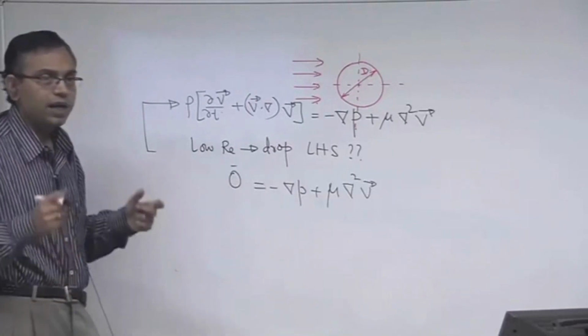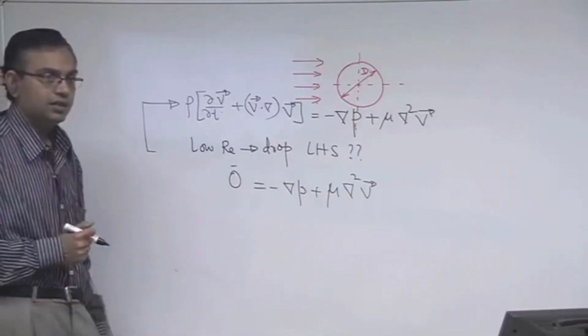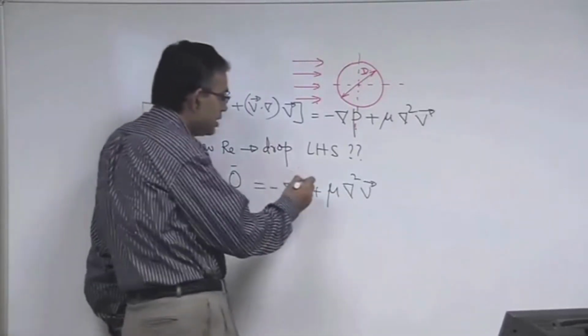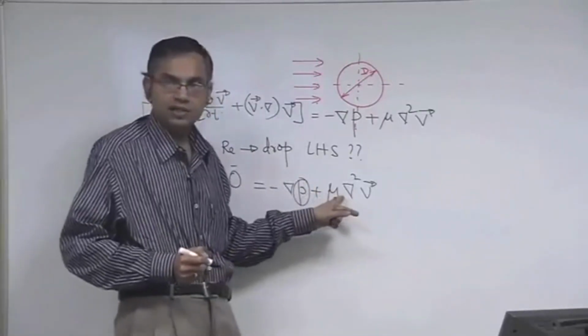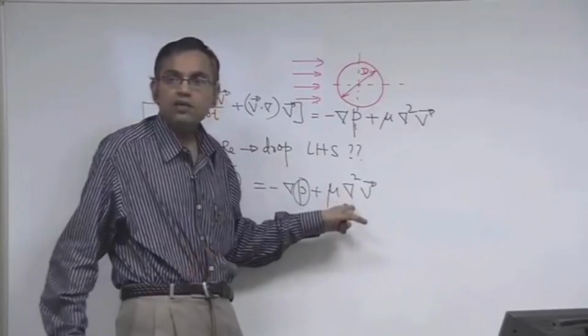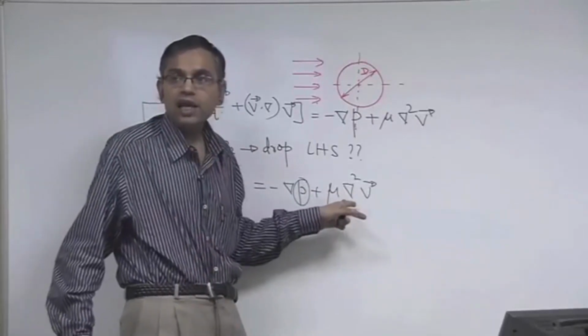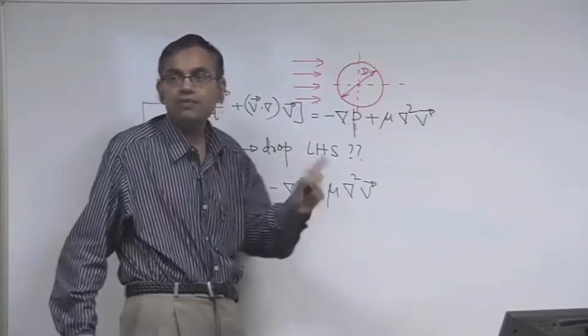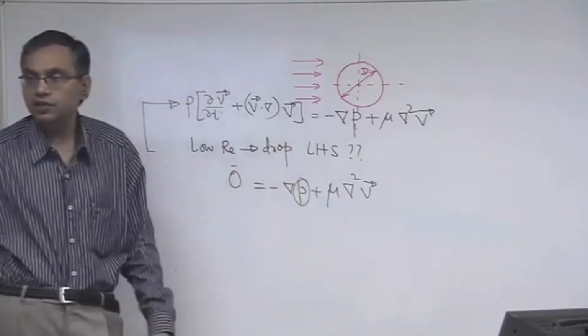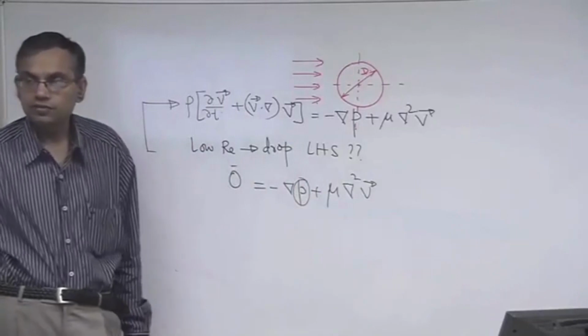So, what becomes the deterring factor? The deterring factor is this pressure. These governing equations are equations governing velocity, but extra unknowns in the form of pressure appear, and we do not have an explicit governing equation for pressure.